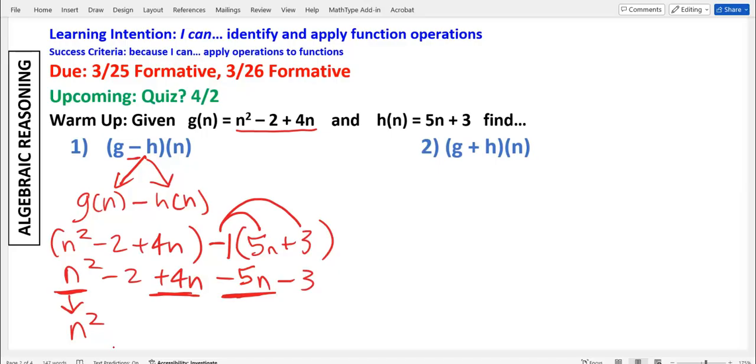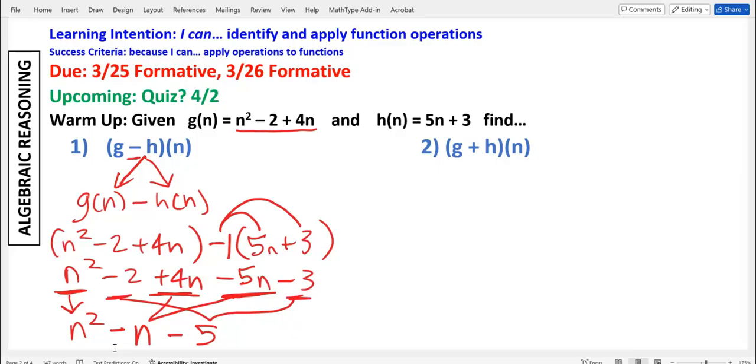All right. Now, positive 4 minus 5 is negative 1. So we just write negative, no 1, n. So the 1 is invisible. So those were those two. And then last, regular numbers. Negative 2 minus 3. What's negative 2 minus 3? Negative 5. Okay, so that's what you're doing today on your formative.